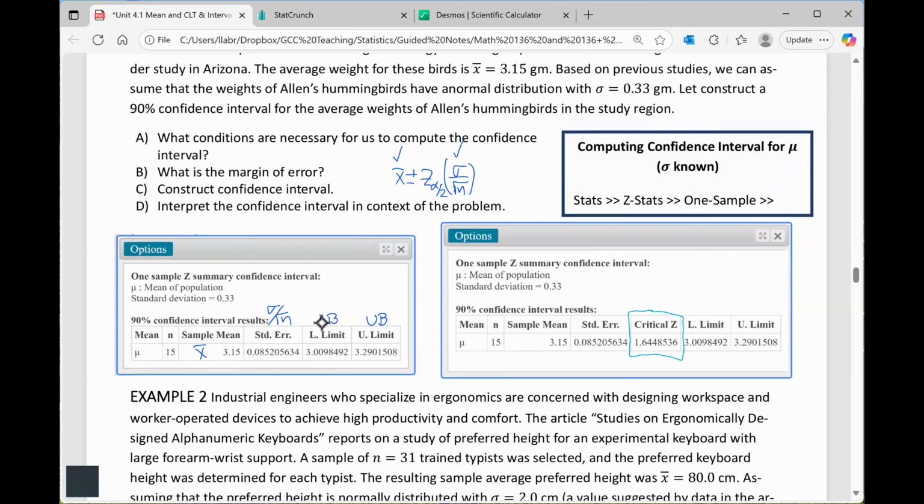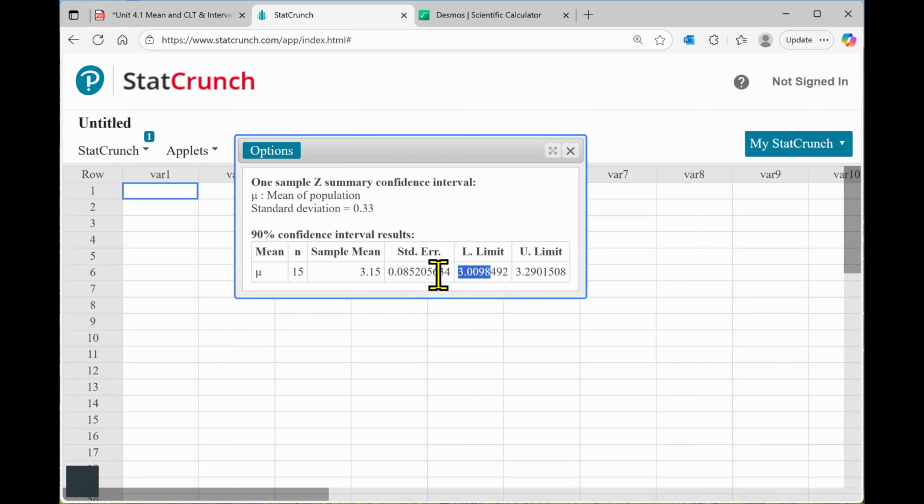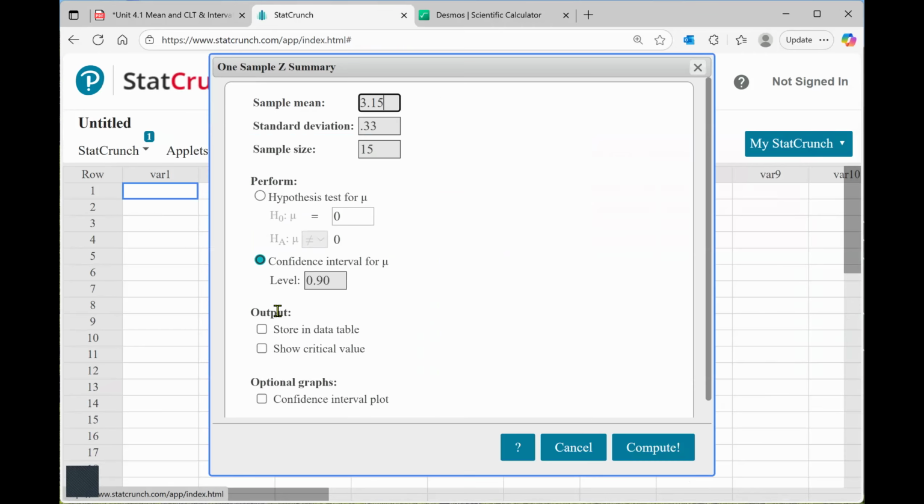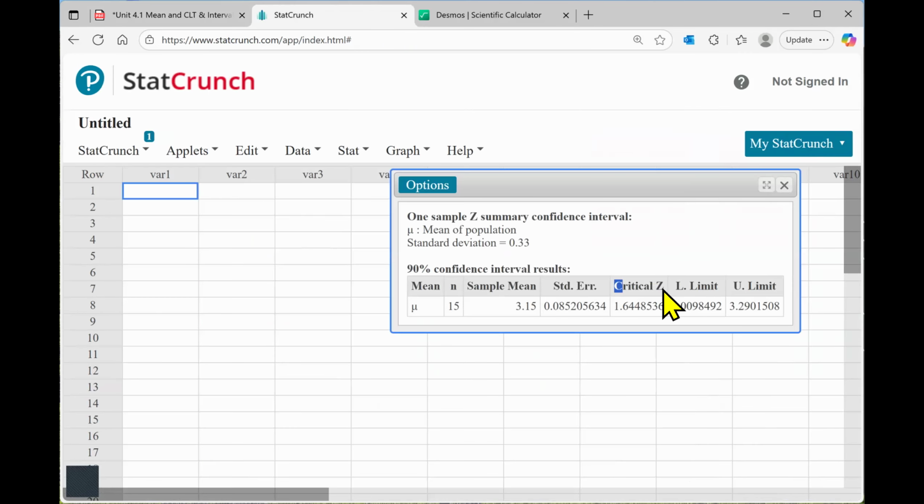So there's the rest of this matches. Here's x bar, here's sigma over square root of n. Here's the lower bound and your upper bound. And so if you go back into StatCrunch and you say, hey, I want to know what z sub alpha is, you can click Options, Edit. And then where it says the output, select Show Critical Value. And if you select Show Critical Value, it'll show you z sub alpha over 2.